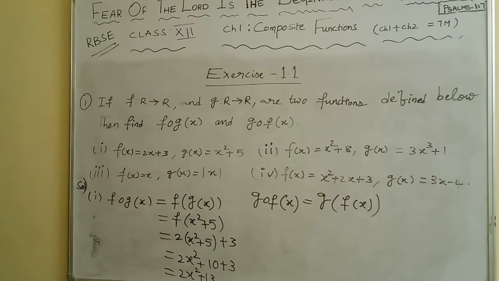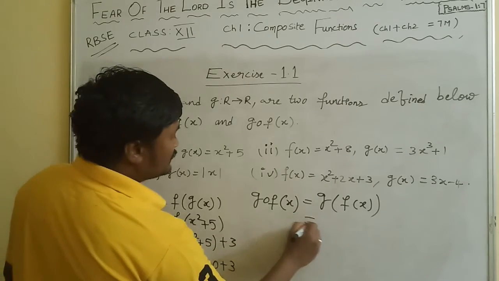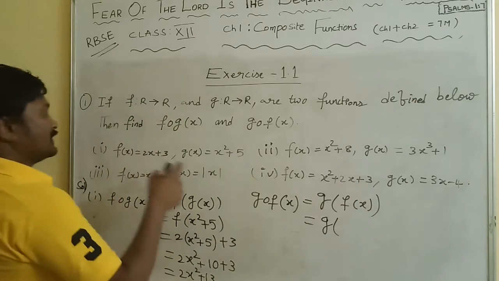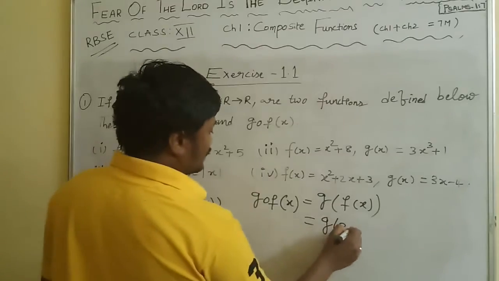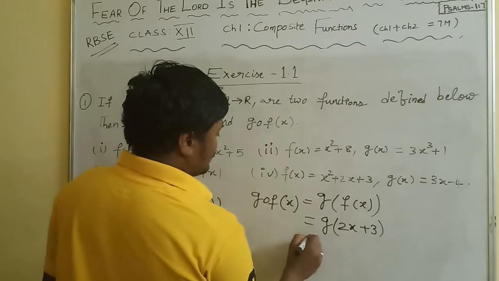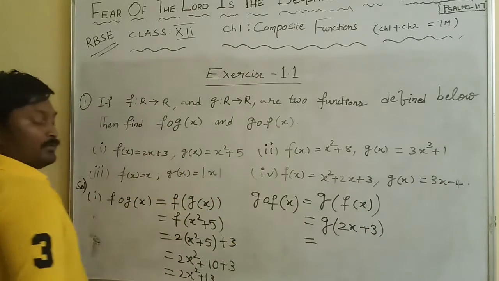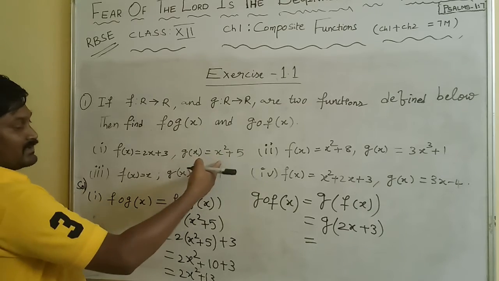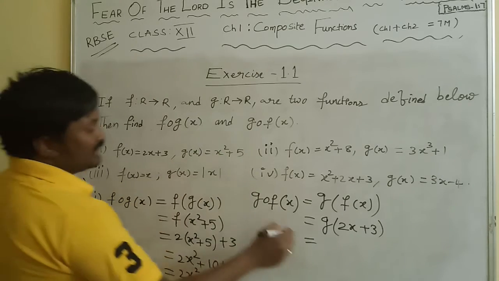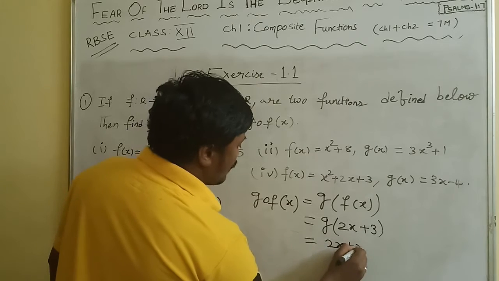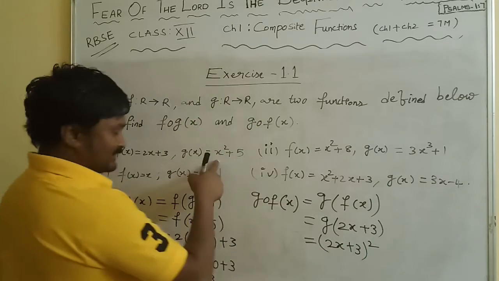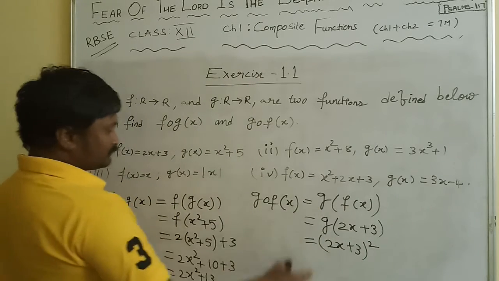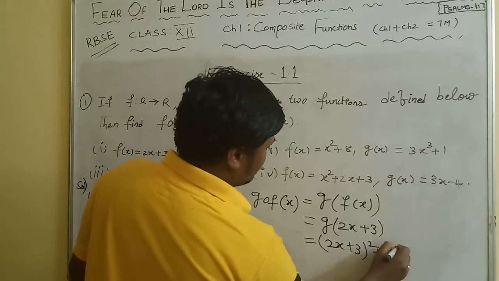So now, how to find g circle f of x? This is also the same as this. So g of f of x you can write as g of, and what is f of x now? 2x plus 3, substitute here. So when you substitute 2x plus 3, it becomes g of 2x plus 3. What is g of x? x square plus 5. So wherever x is there, we need to write 2x plus 3. So now (2x plus 3) whole square, because here x square, then plus 5.